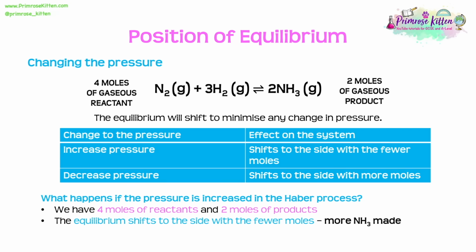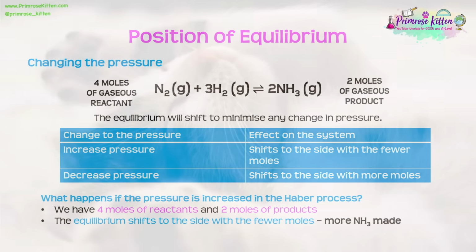So what happens if we increase the pressure in the Haber process? Well, as we said, we know we have 4 moles of reactants and 2 moles of products. So the equilibrium is going to shift to the side with the fewer moles, which is that product side. It's going to shift to the right, and we're going to end up making more ammonia.